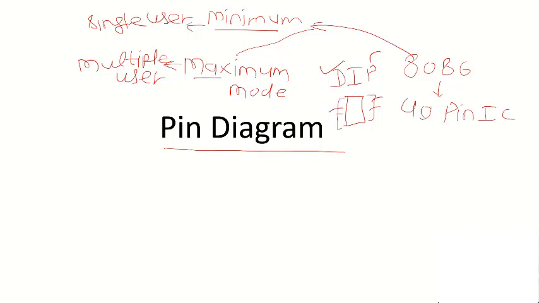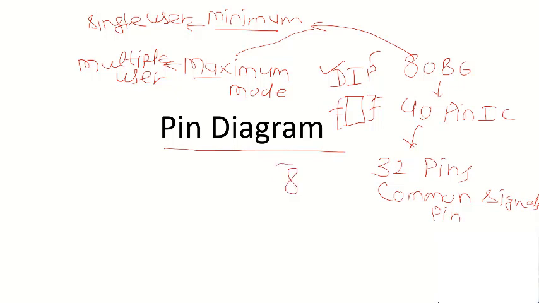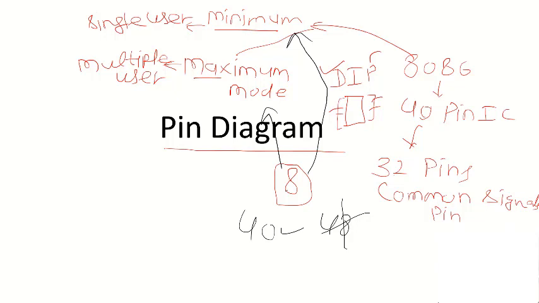In this 40 pin IC there are 32 pins for common signals, 8 pins are especially used for maximum mode, and 8 for minimum mode. So it means 32, 8 and 8, which is 48 pins? No, there are only 40 pins. It means 32 pins are common and 8 pins are specially for maximum mode, and 8 pins for minimum mode. So there is one special pin that you have to choose.